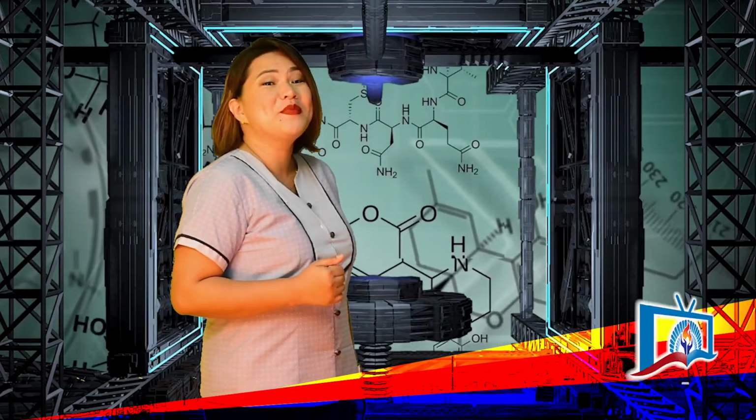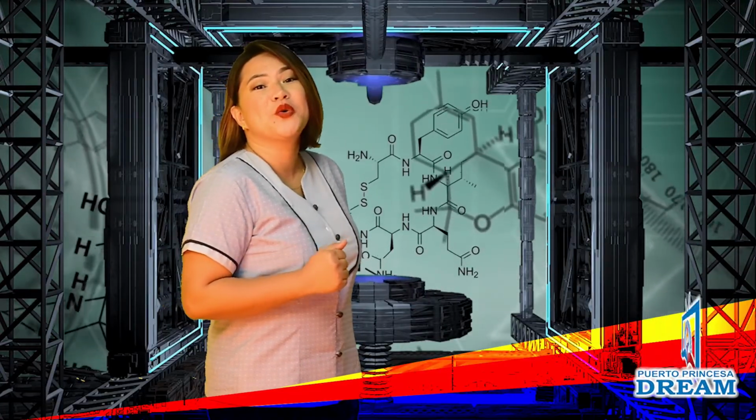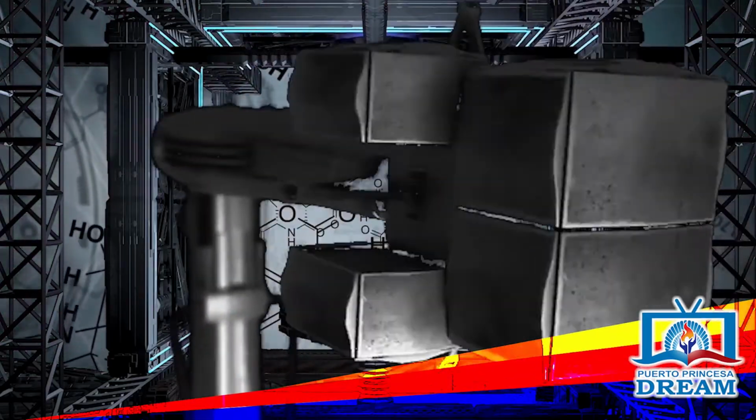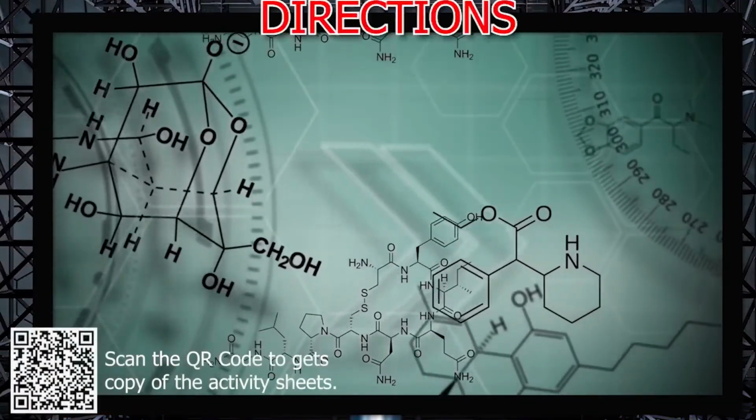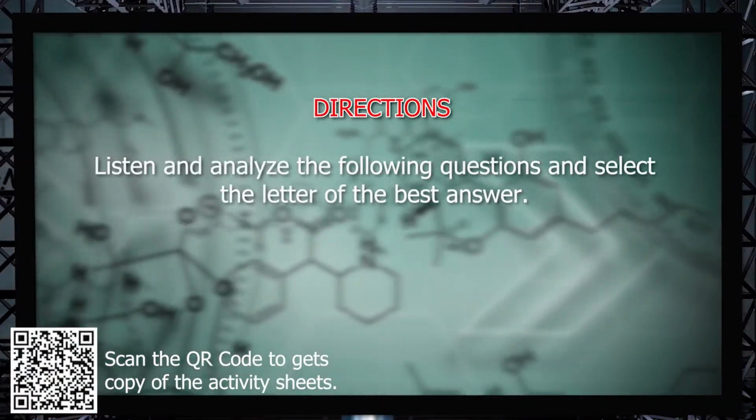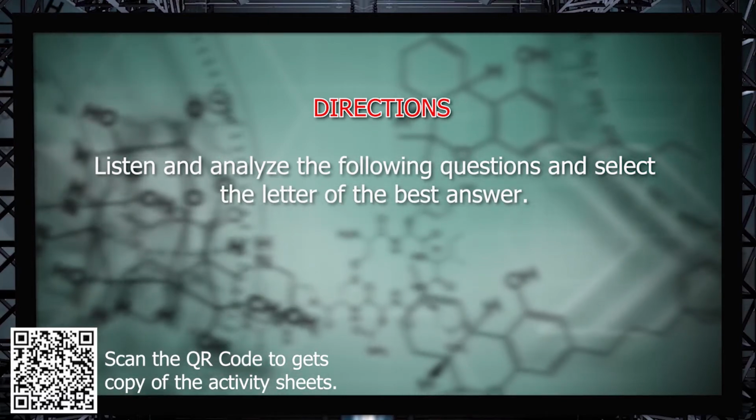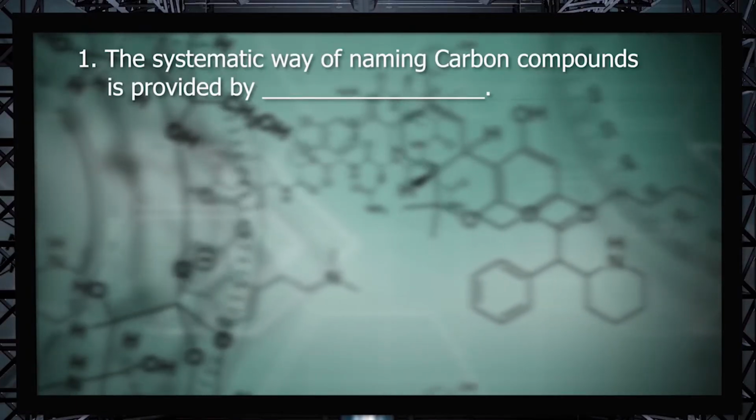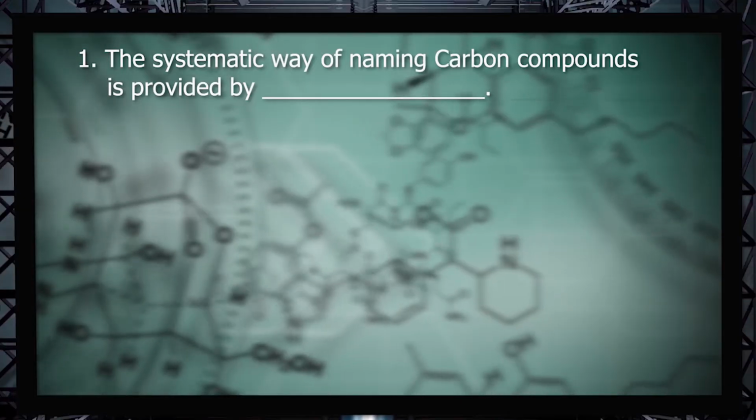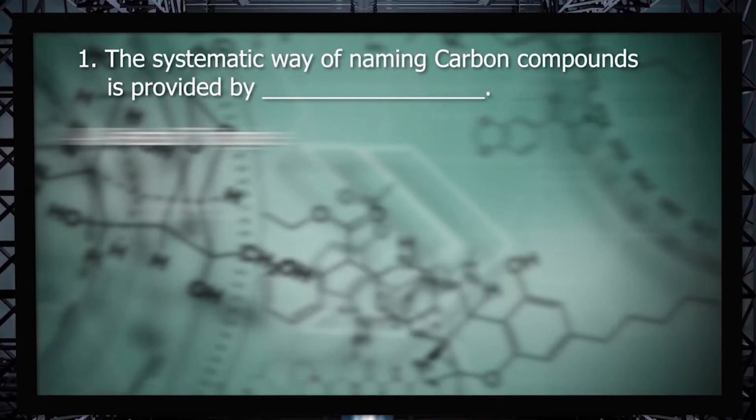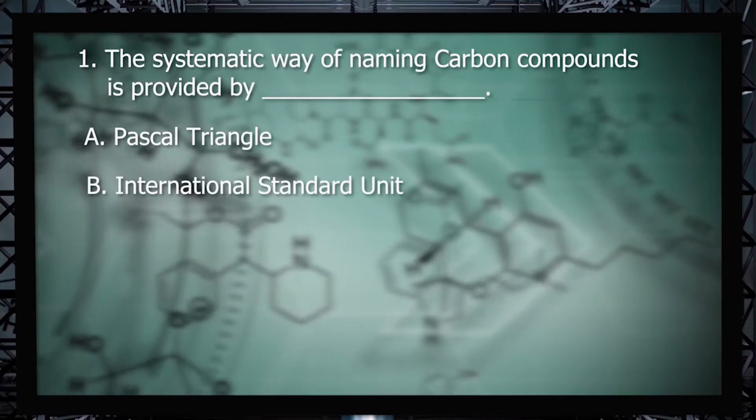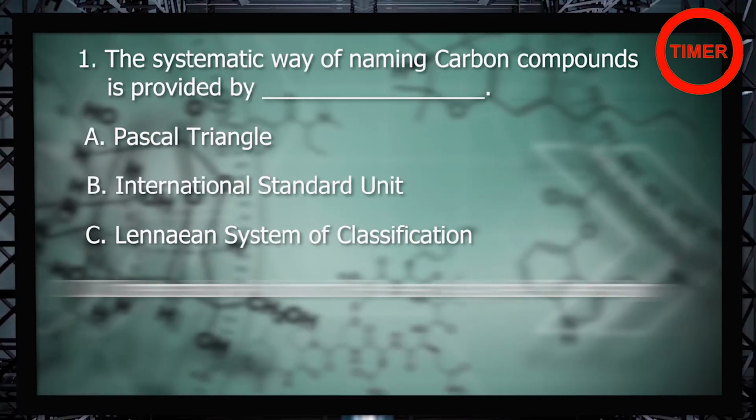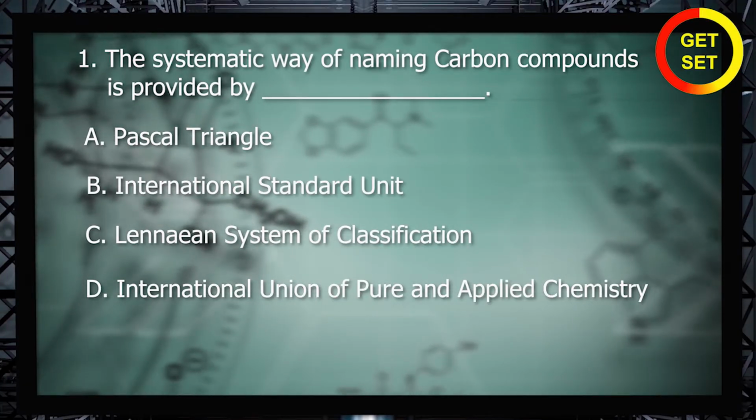Well done, learners! Before we end our episode, let us have a short quiz to test if you understand our lesson for today. Directions. Listen and analyze the following questions and select the letter of the best answer. Write your answer on your paper. Number 1. The systematic way of naming carbon compounds is provided by A. Pascal triangle. B. International Standard Unit. C. Linnaean System of Classification. And D. International Union of Pure and Applied Chemistry.